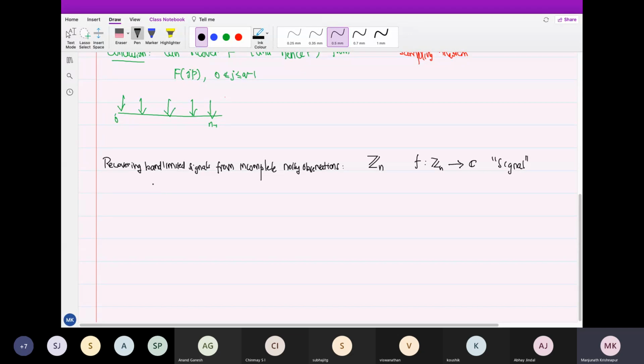So what do we observe? First let me make the assumption that it is band limited. That is, f hat is supported on some set b. What I have in mind is actually this. I don't know whether anything else comes up in a realistic situation. If b is like this, we say f is band limited.